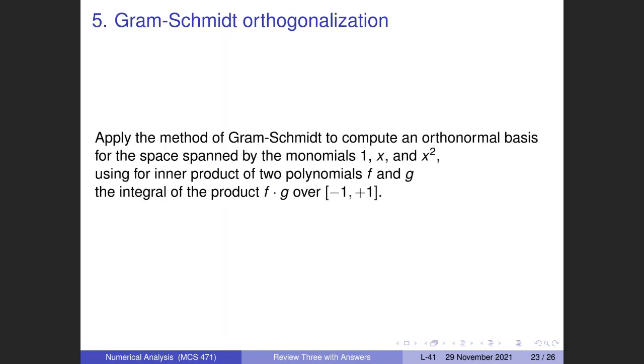This review question is interesting for the review because it makes the connection with orthogonal polynomials. Orthogonal polynomials that we used for the Gauss quadrature. And in particular, we will have seen Gauss-Legendre quadrature. There we started from the Legendre polynomials, we defined them from a three-term recursion.